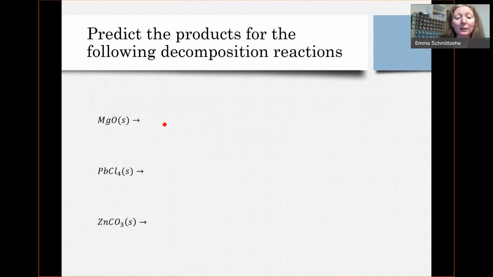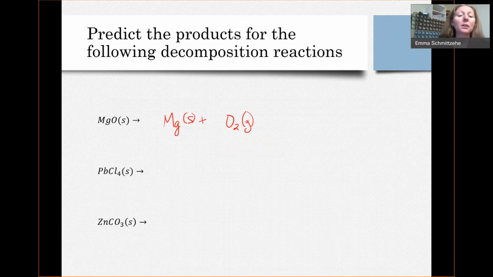And so my two elements are magnesium and oxygen. And then we just have to think about when magnesium's by itself, it's monatomic, so it's just one magnesium atom, and it's a metal, so it's going to be solid. And then oxygen, when that's by itself, it actually always is going to be diatomic, so O2, and that is a gas when it's by itself. Okay, and so those are our products.